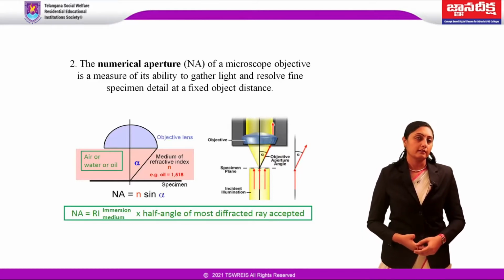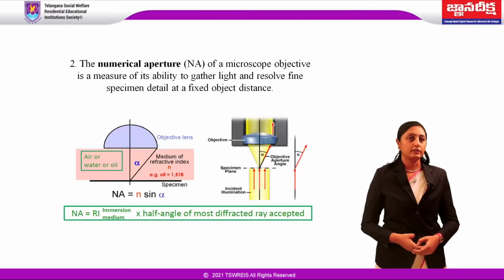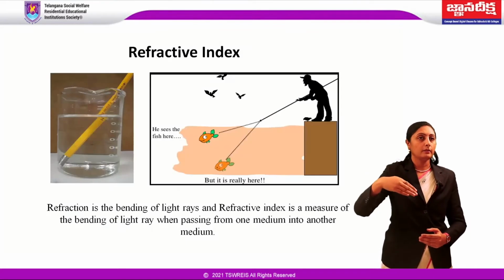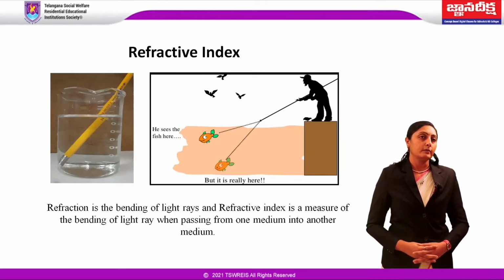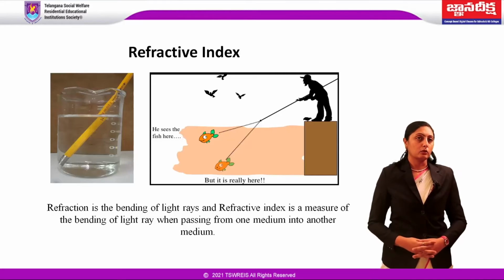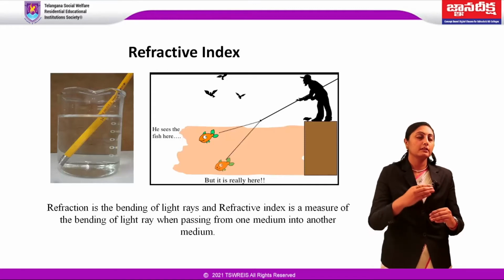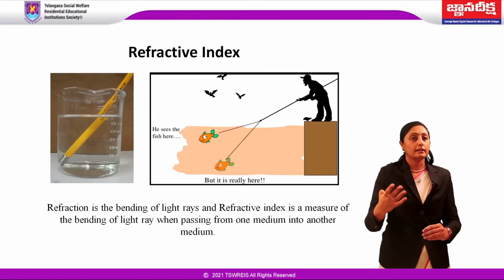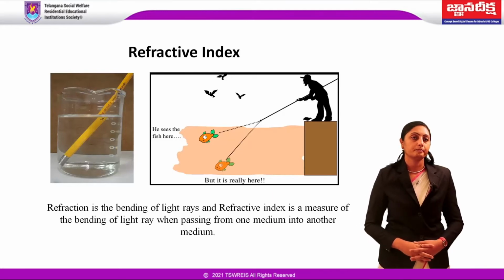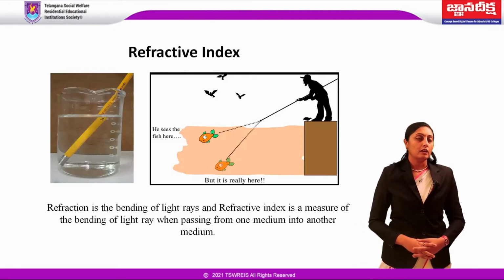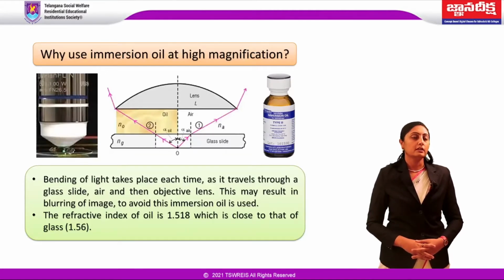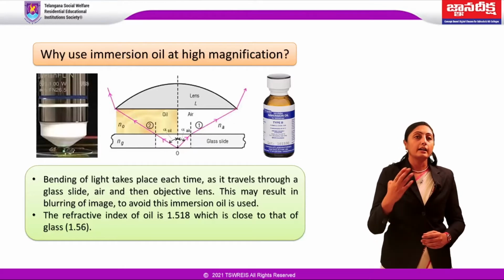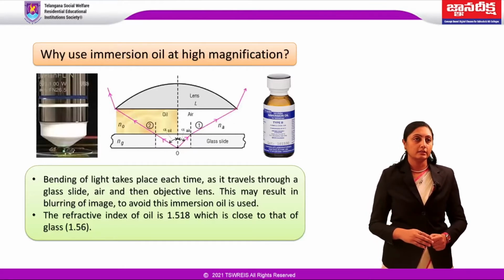You all should be knowing that refraction is the bending of light rays. When light passes from one medium to another in microscope, there is refraction of light. The refraction of light in microscopes takes place when light passes from the glass slide through the specimen cover slip into the air and then again into the objective lens. A greater refraction may result in a blurred image. To avoid this, immersion oil is used at higher magnification of objective lenses.